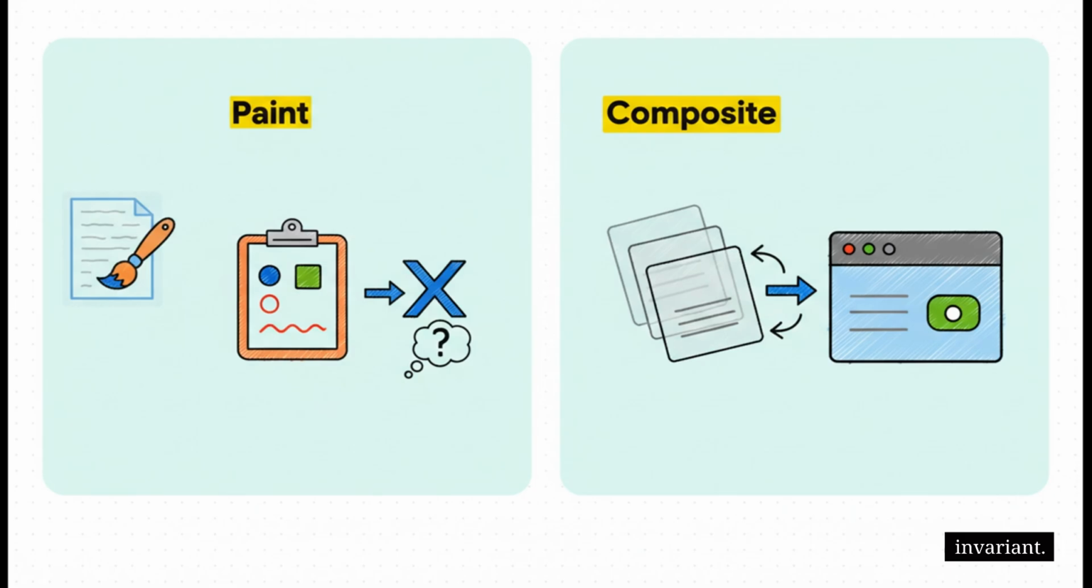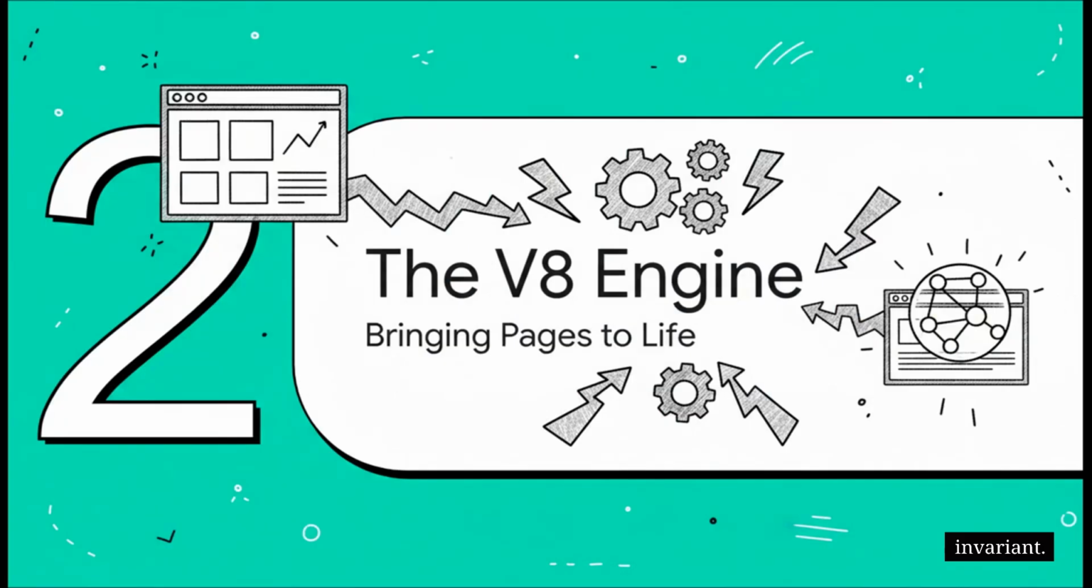Then the composite step takes over. It intelligently breaks the page into different layers, kind of like sheets of glass, paints them, and then assembles them into the final image. The real game changer here is that this happens on a separate thread, which is why you can scroll smoothly over a complex page while it's still loading. The browser is literally just moving a pre-painted layer around. It's so efficient.